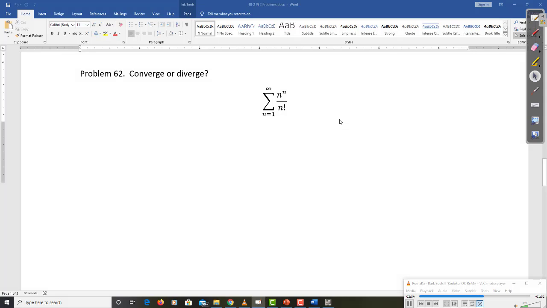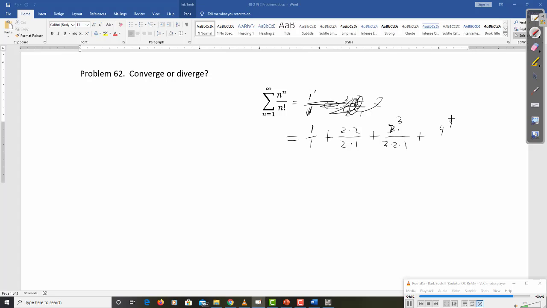Let's see if we can make this work. So on the top, we have n to the n. So 1 over 1 plus 2 times 2 over 2 times 1 plus 3 times 3 to the third over 3 times 2 times 1, 4 to the fourth over 4 times 3 times 2 times 1. Let's look at the sequence.